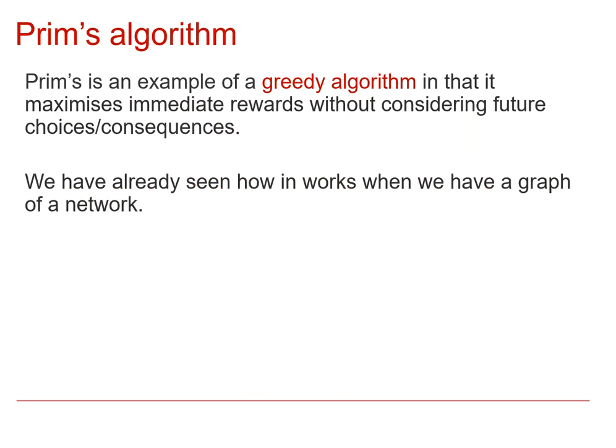Now it's worth saying at this point that Prim's algorithm is an example of what's called a greedy algorithm, in that it just goes immediately for what seems like the best option at the time. And actually, as we saw in the previous video, that strategy, certainly when it comes to minimum spanning trees, seems to actually work and always give you the optimal solution.